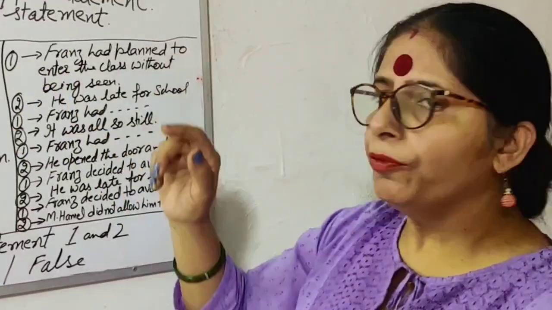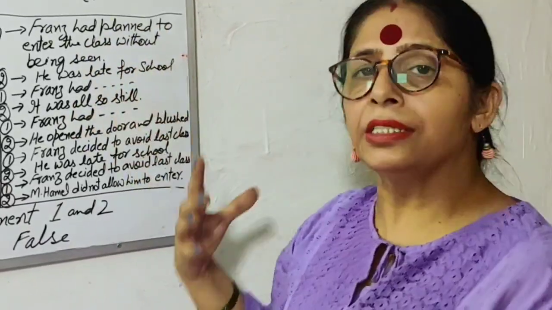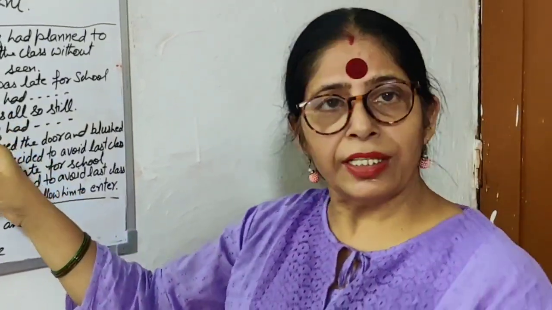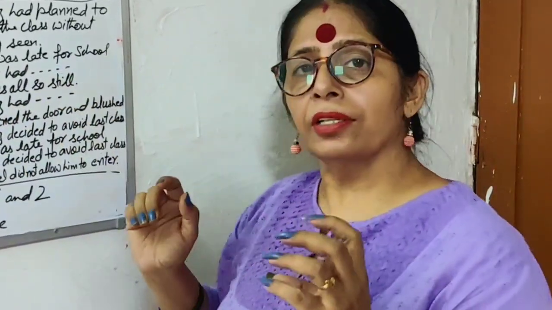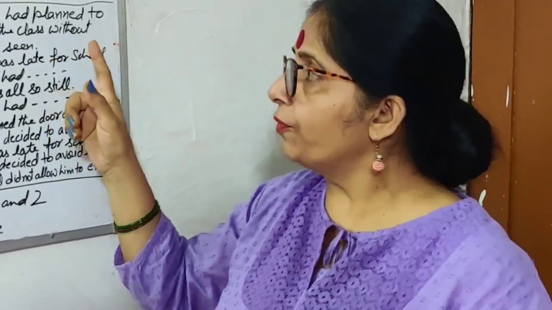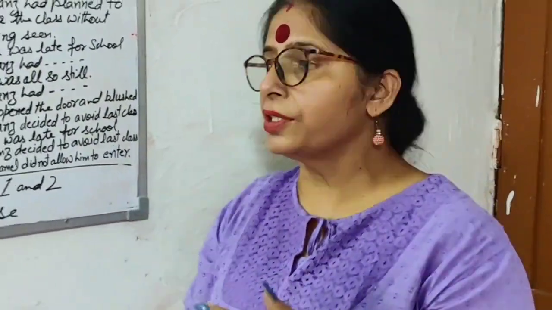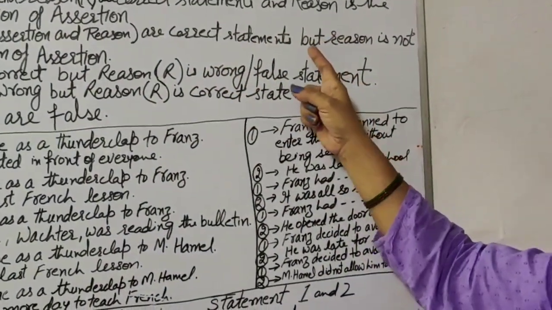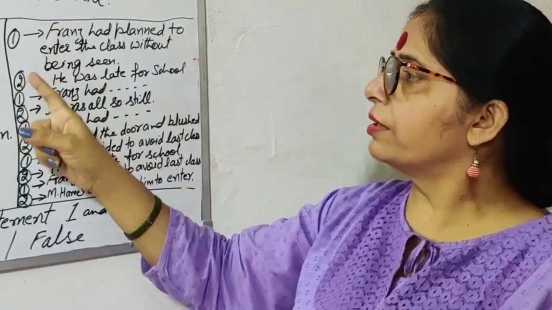So the first statement is France had planned to enter the class without being seen. This is correct. This is what he had planned. Okay. And statement number 2 is he was late for school. Naturally, this is correct in itself. This is independently correct, but it is not the explanation of statement 1. So we will say statement 2 is correct, but not the explanation of statement 1. It is correct, but not the explanation means number 2. Okay. This you can say assertion, this you can say reason, this you can say statement 1, statement 2.